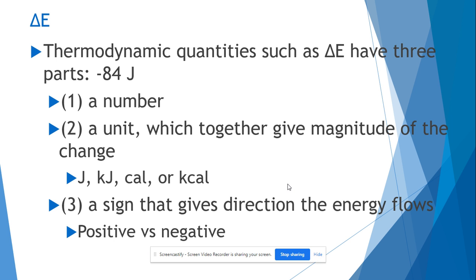A change in E has three parts. The first part is that it has to have a number. So if I look up here, 84 would be my number. The second part is a unit. The units we learned in the last lesson were joules, kilojoules, calories, or kilocalories. Up here, my unit is joules. And the next one is that it has to have a sign that tells us which way that energy is flowing. Over here, this one has a negative sign. I'm going to give you a little foreshadowing of what we're going to be learning: a negative sign means that our system has actually lost energy. Energy flows from the system into the surroundings.